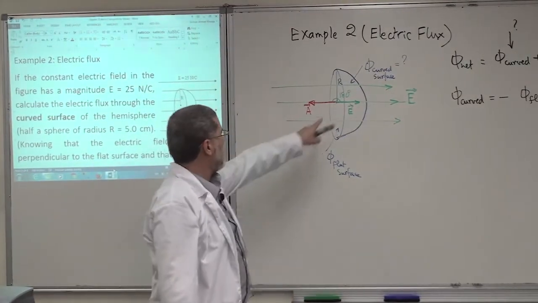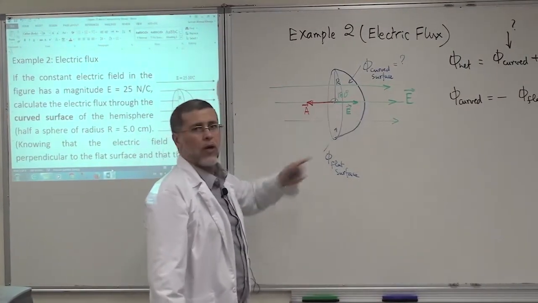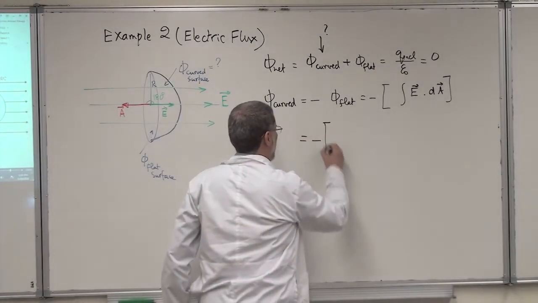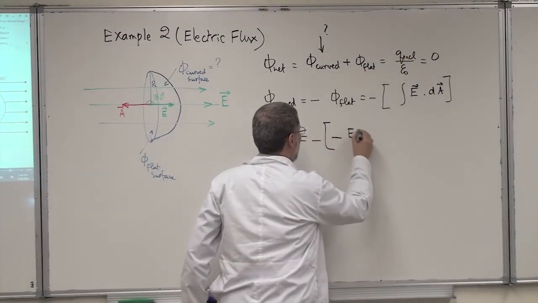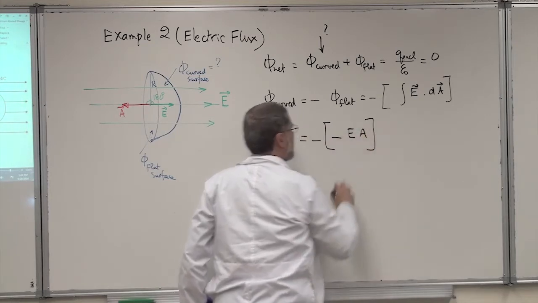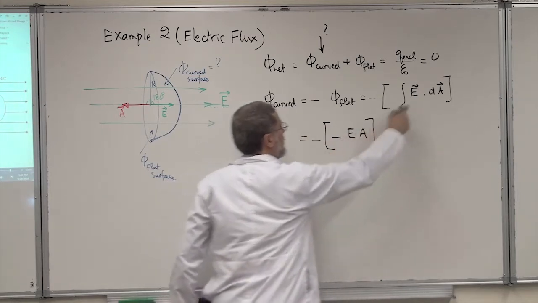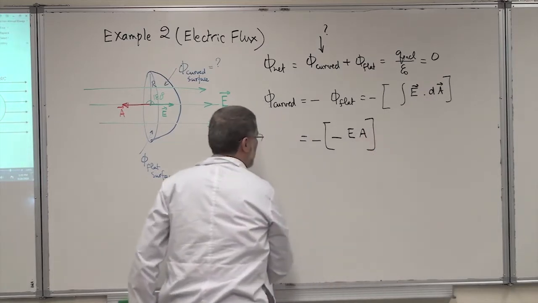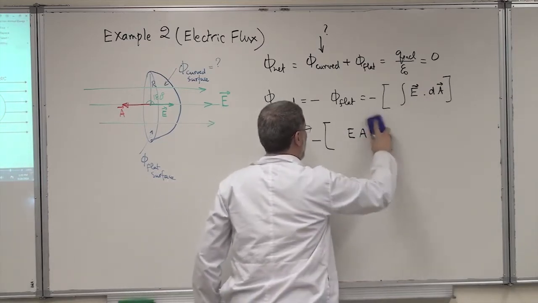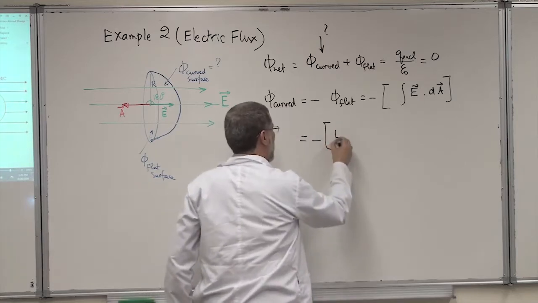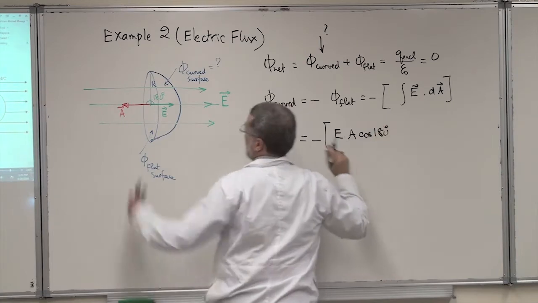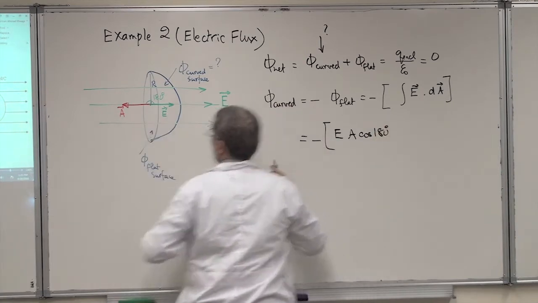And the dot product will give me cosine 180, which is minus 1. So I will have minus EA, just like that. Because E was uniform, take it out. The integral of dA will give me A, and the dot I can write here. Let me write it in detail. Actually, this is EA cosine 180 degrees, which is the angle between A and E.